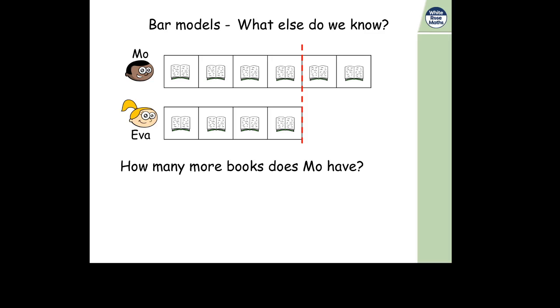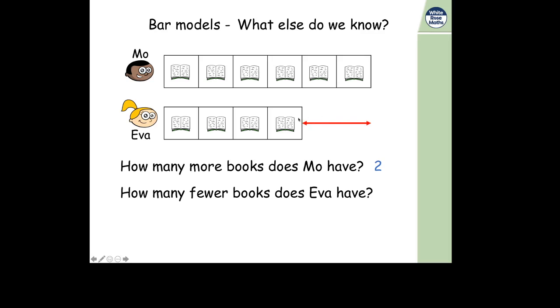So I'm going to draw a line down here. This side of the line, Mo has 1, 2, 3, 4 books. And Eva has 1, 2, 3, 4 books. So how many more is the number of books after the line? There's our line. 1 book, 2 books, 2. Same question, just worded a different way. How many fewer books does Eva have? We want to know what would go in that gap, which is also 2, isn't it?